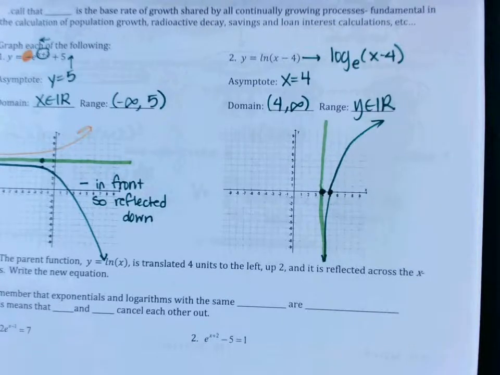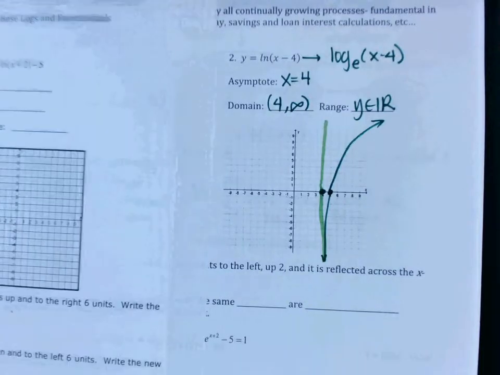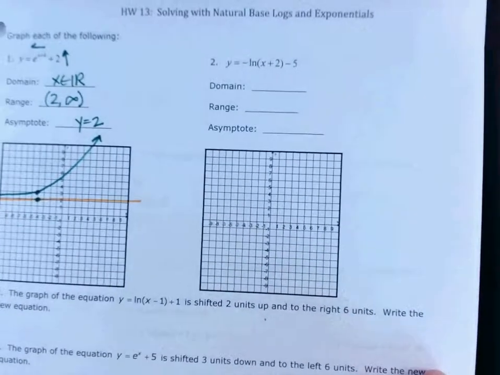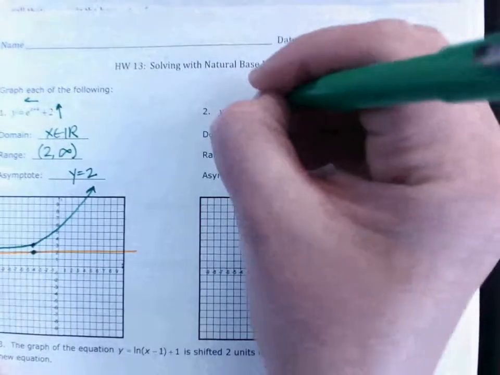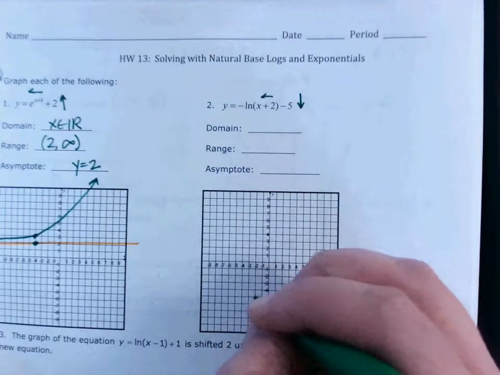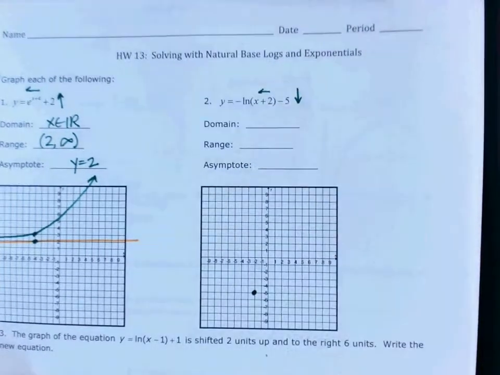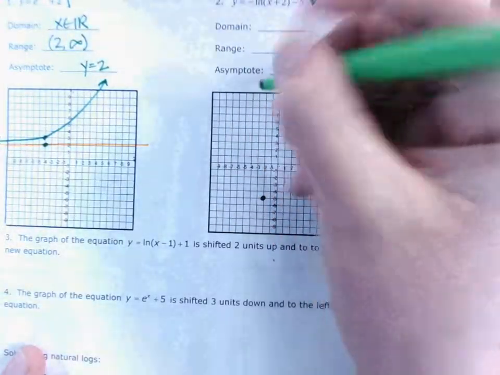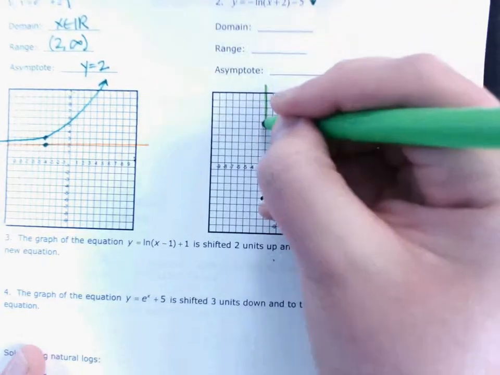Okay, which way are you shifting on number 2 on the homework? Reflected down. Okay, it is going to be reflected down, but which way are we going to shift our center? To the left 2. And then down 5. So left 2, down 5 is here. And then since it's an ln, which way does your asymptote go? Horizontal or vertical? It'll be vertical. So it needs to be an up and down line through that point.